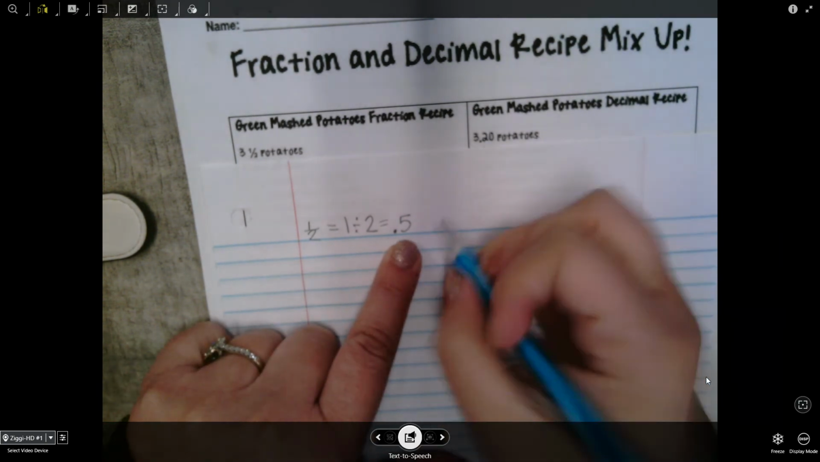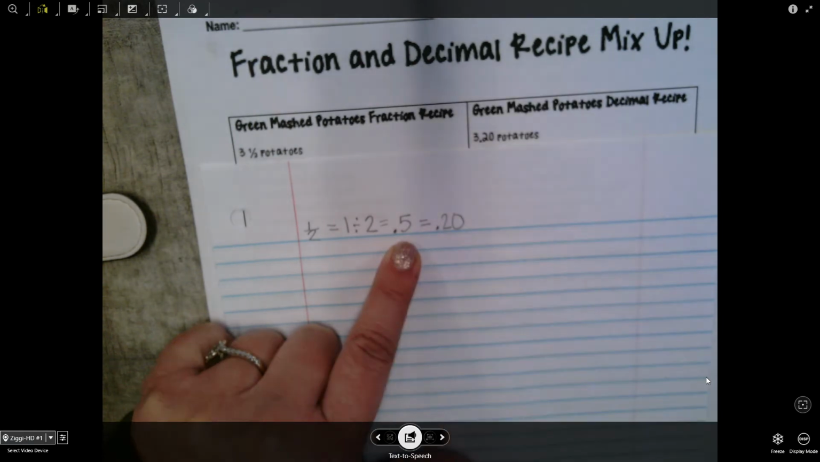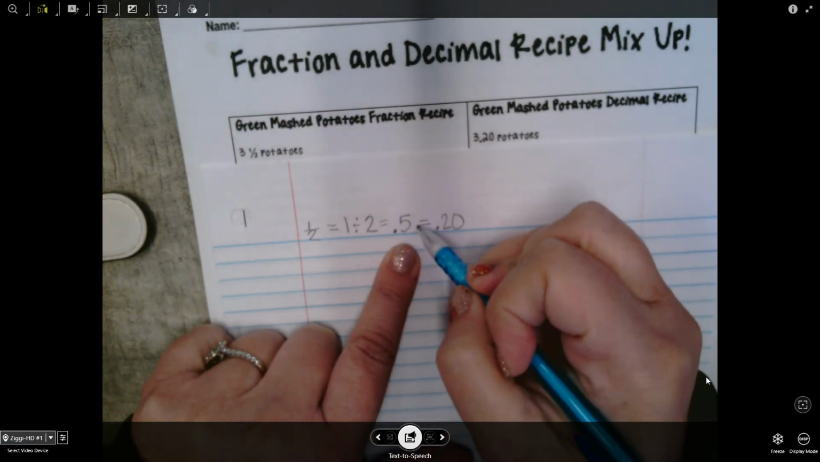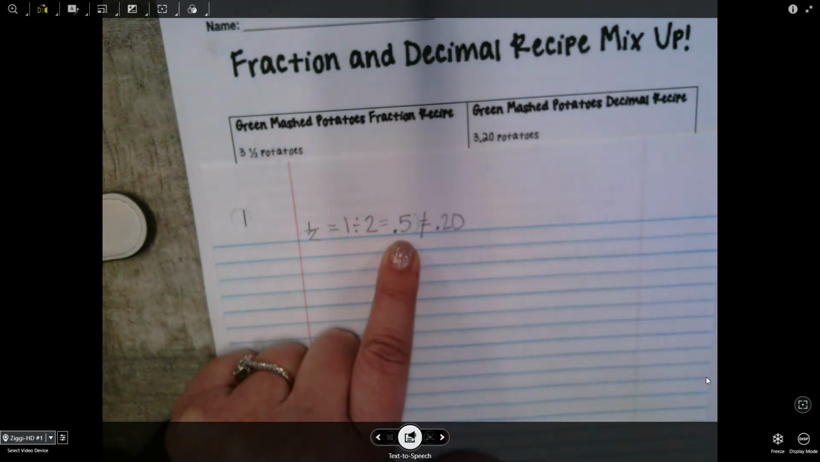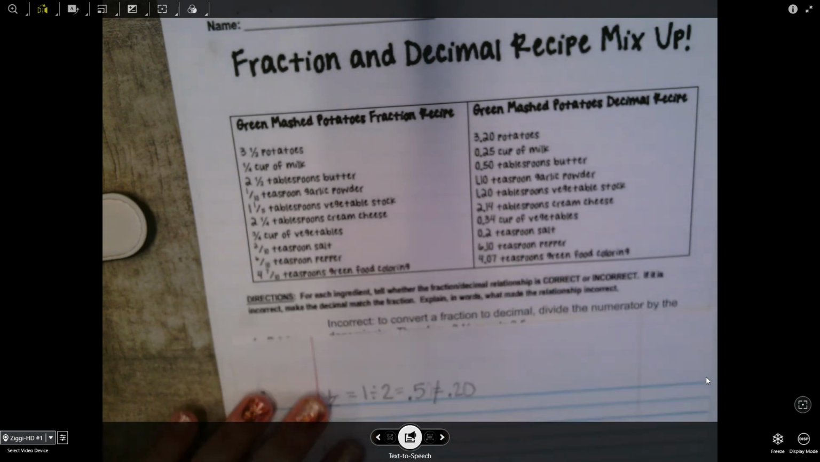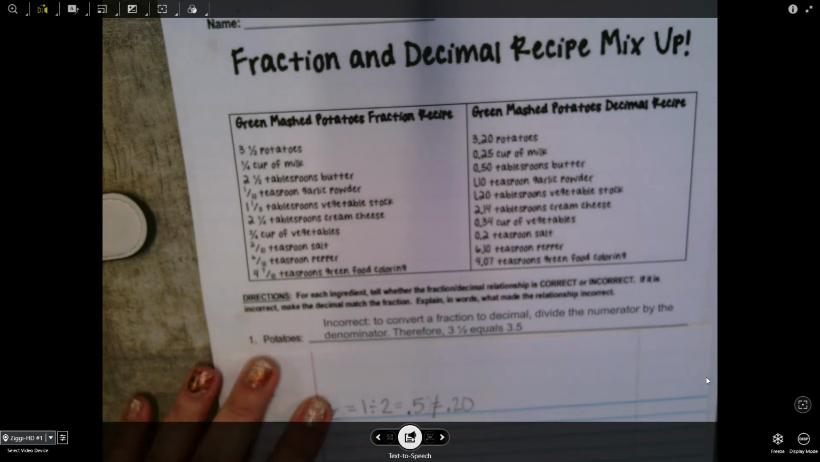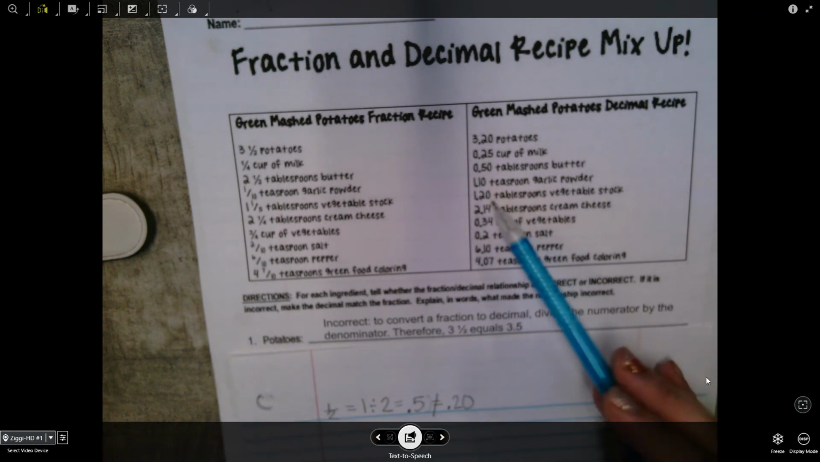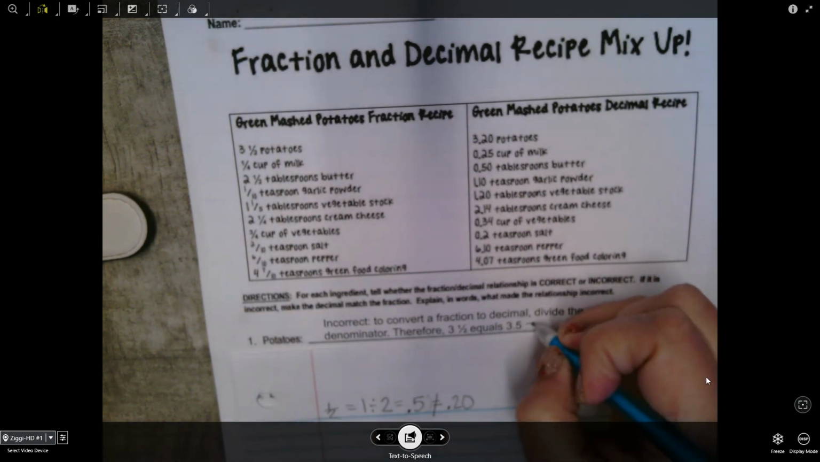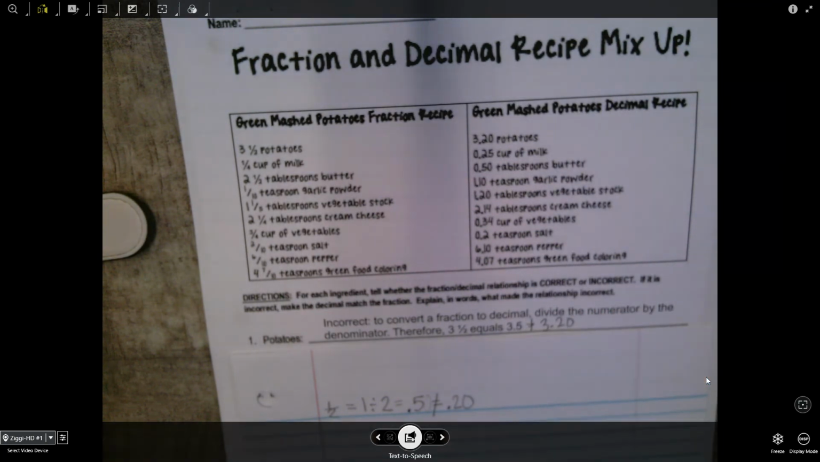Is 0.5 equal to 0.20? Remember, there's an imaginary 0 in here. So is 50 equal to 20? It is not. So I said that it's incorrect. To convert a fraction to the decimal, divide the numerator by the denominator. Therefore, 3.5 equals 3.5, which is not 3.20. So that's how I got incorrect for potatoes.